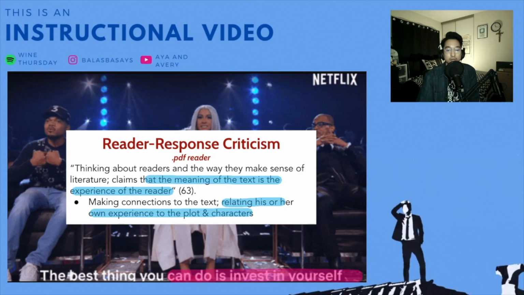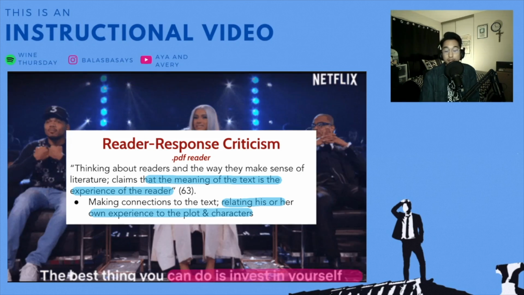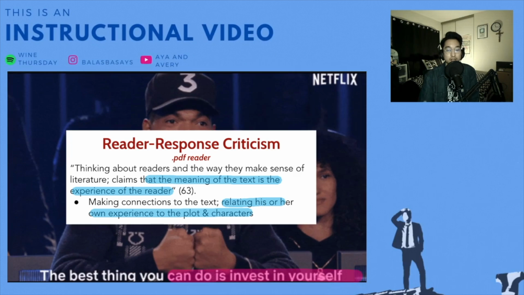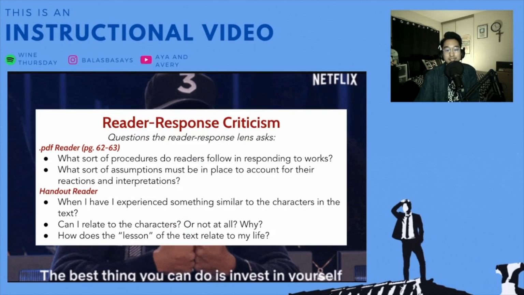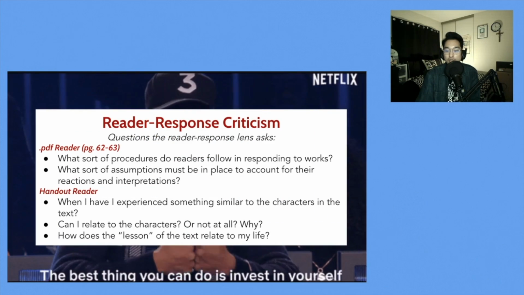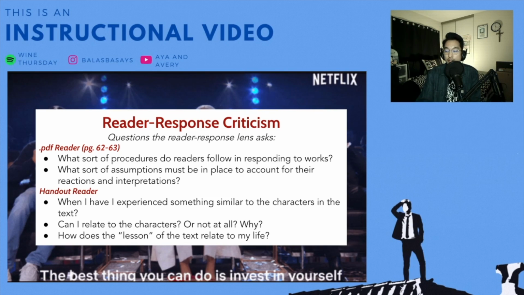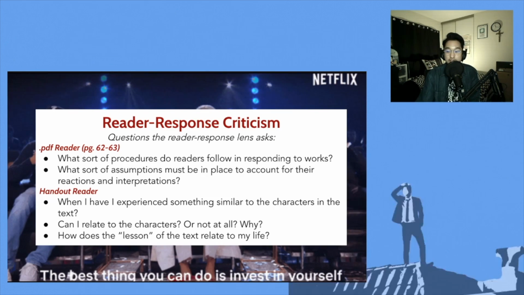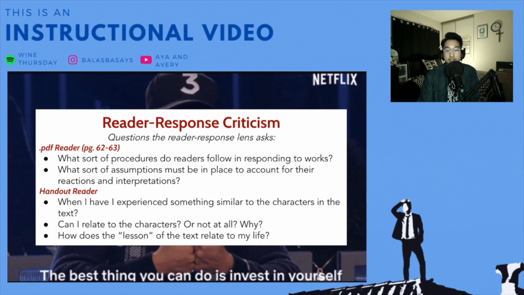The reader response theory encompasses almost everything we're going to learn about in this unit in regards to the other lenses. In general, this lens allows us to question the following. What sort of procedures do readers follow in responding to works? What sort of assumptions must be in place to account for the reactions and interpretations?